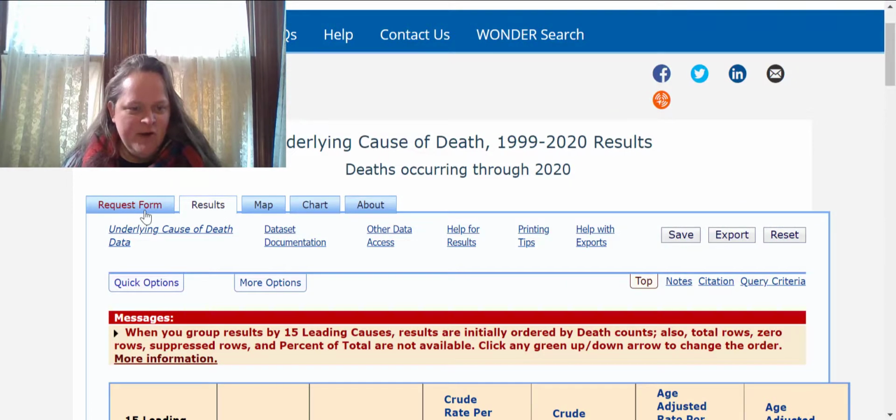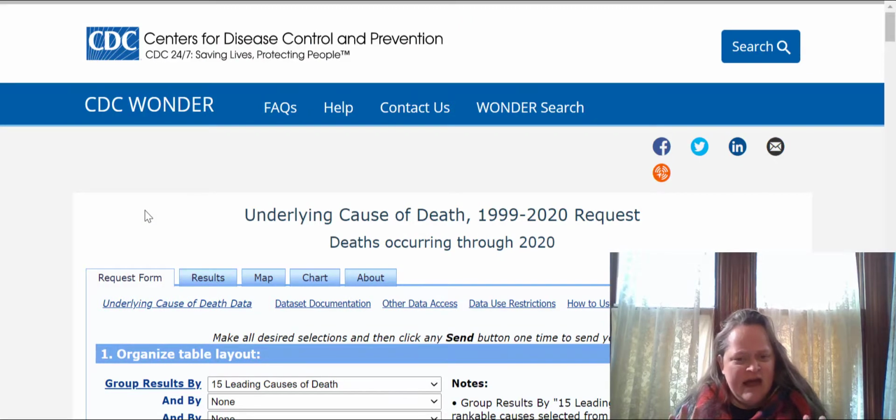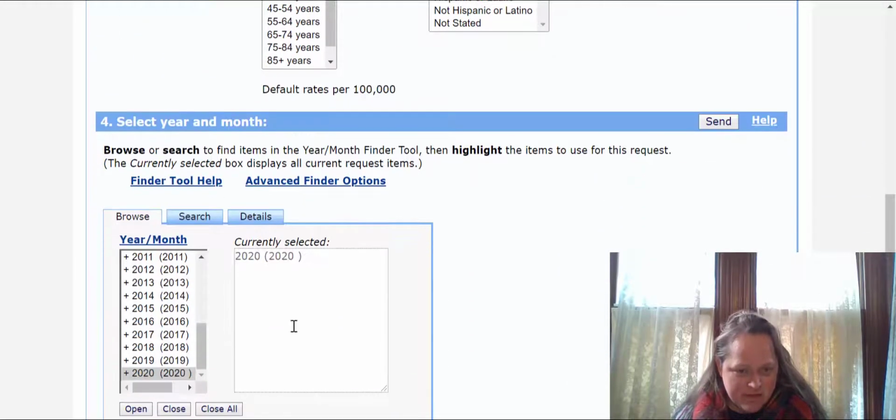Okay, so let me go back to the request form. And I'm not going to spend a lot more time on this, because the reason I'm showing this to you, this is not how I did my ranking tables. This is not how I did my graphs, just letting you know. That said, you may have an interest for your state, for where you live, for your demographic group. You may be interested, what were the leading causes of death in 2020? Or, it doesn't even have to be 2020, it could be a specific month in 2020.